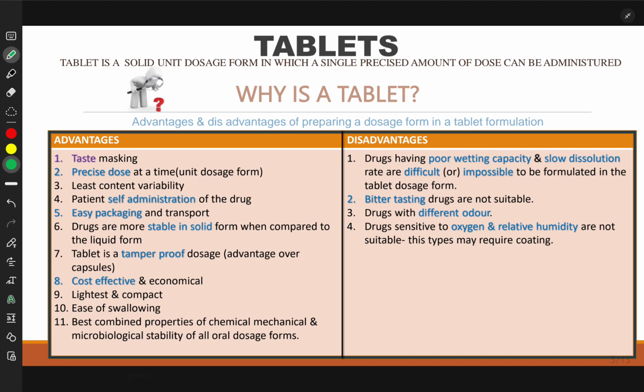Now, I will read the point that I have mentioned here. Tablet is a solid unit dosage form in which a single precise amount of dose can be administered. Here, I will say one single point not related to this tablet.